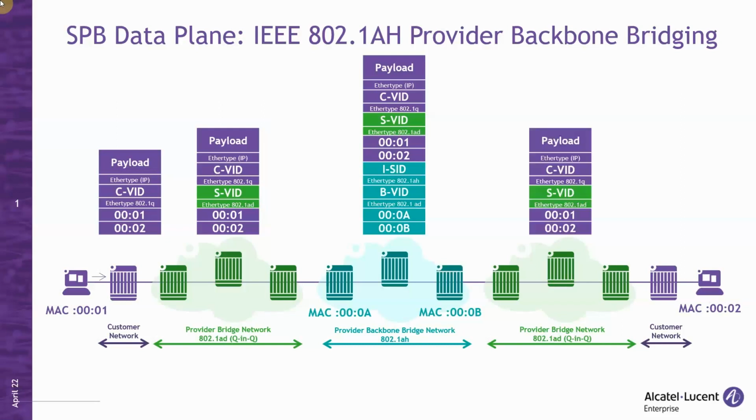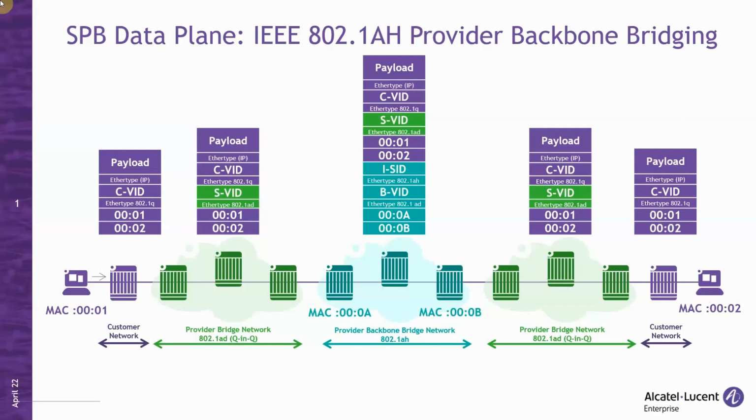As the frame continues its journey, the PBB header is removed when it exits the SPB domain, and then the Q-in-Q header is also removed. In the end, the frame is delivered transparently and intact to the destination.